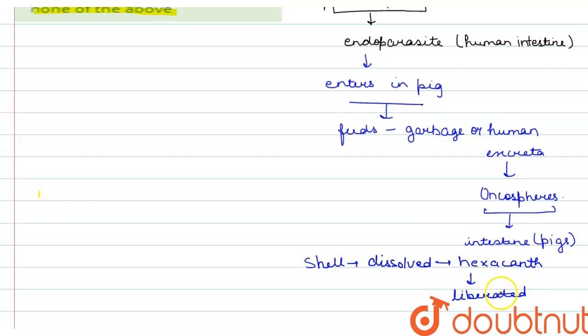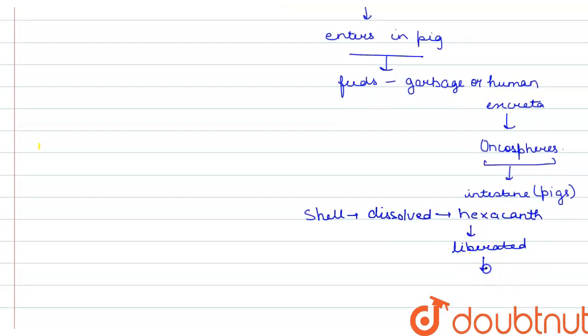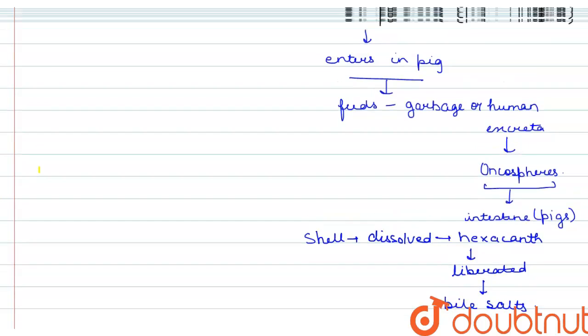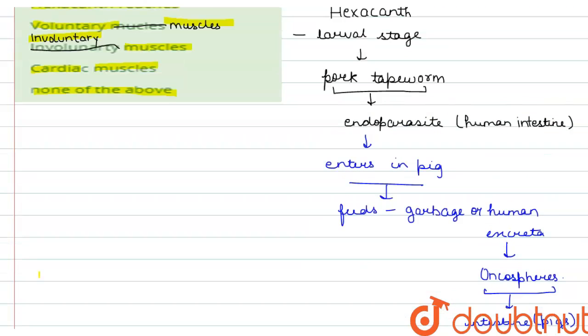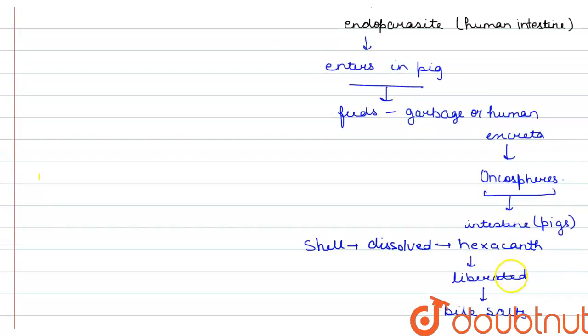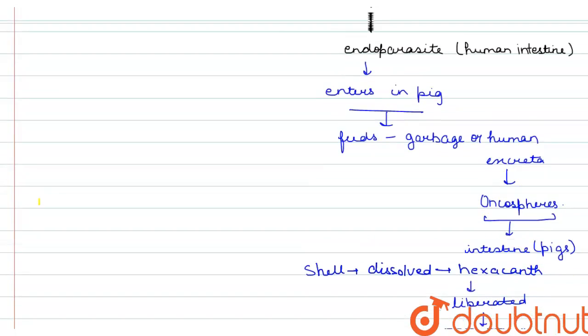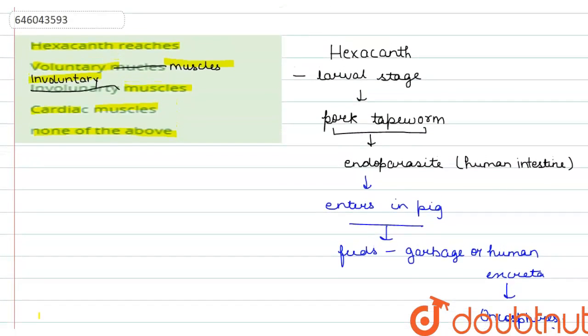Now the hexacanth larva is activated with the help of bile salts. Later on, the hexacanth larva enters the hepatic portal vein. I'll explain it over here. The shell is dissolved, and now hexacanth has been liberated with the help of the bile salts in the intestine of the pig.